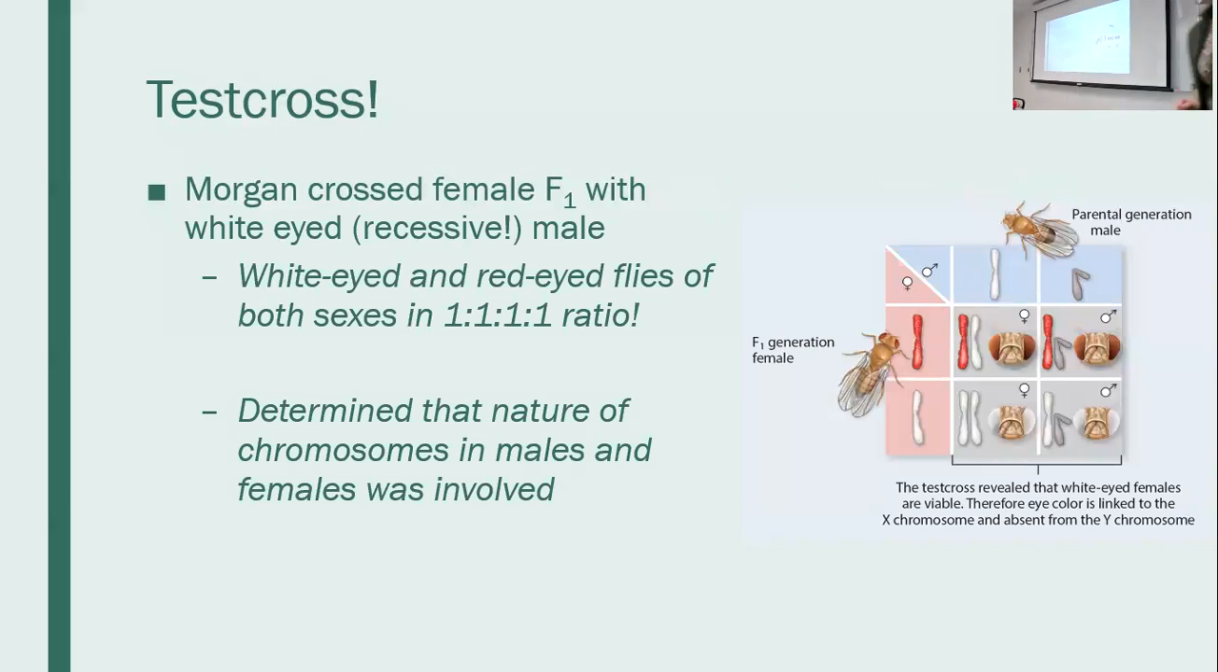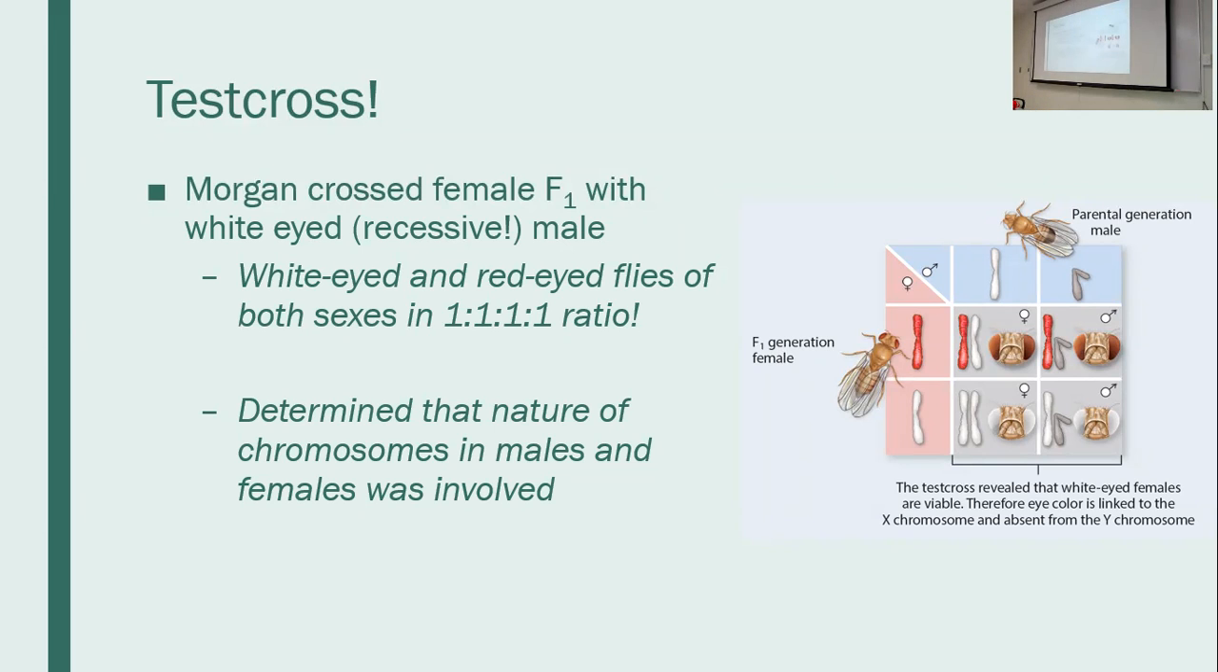Anyway, all right, so he took his female F1, this heterozygous, red-eyed female with the dominant red allele, and crossed it with a white-eyed male. What does this look like? It's on the slide. What's he doing? He's doing a testcross. He's got this unknown individual and crosses it with a true-breeding recessive individual, trying to figure out what's going on.